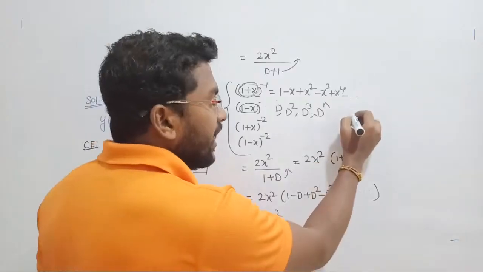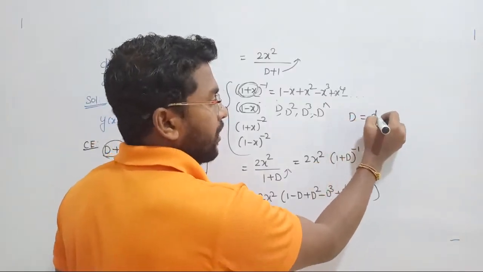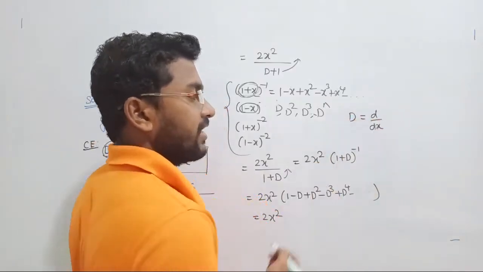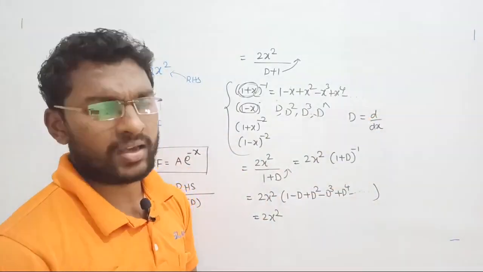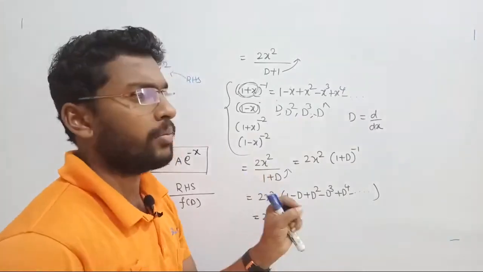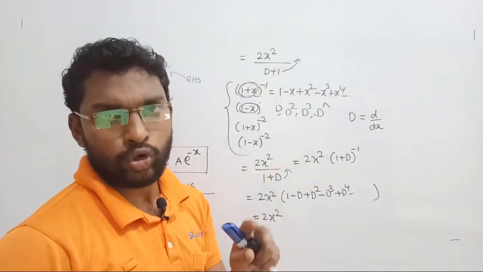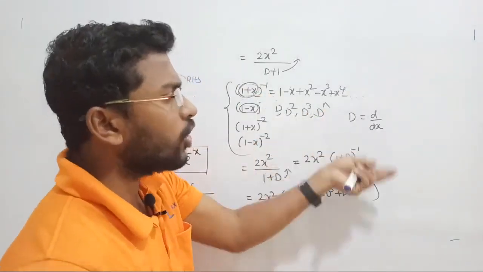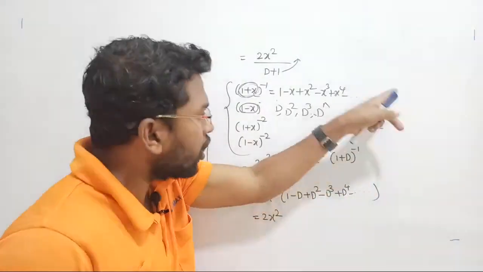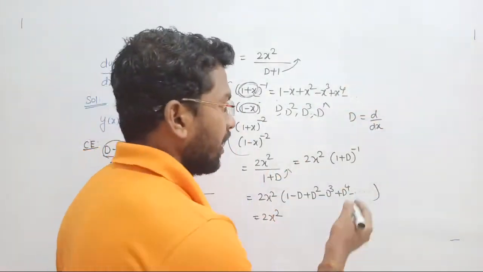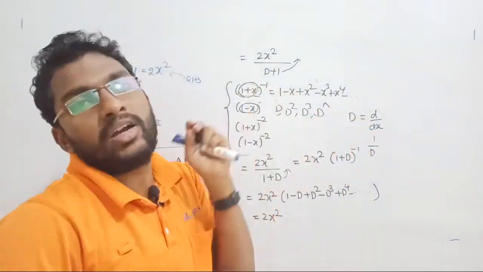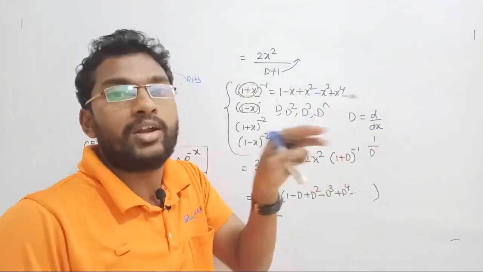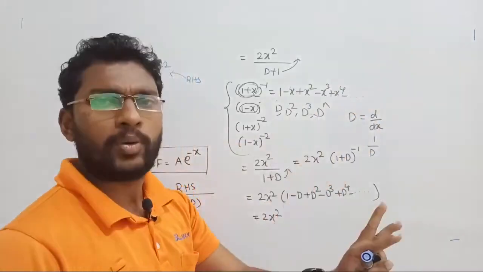Listen, if the term d comes in the numerator, you can replace it by d by dx, because we all know d by dx is what we write as d. Correct? Similarly, d square means d square by dx square, 2 times differentiation. d cube means d cube by dx cube. Similarly, 1 by d means 1 time integration, 1 by d square means 2 time integration, 1 by d cube means 3 time integration. I said only 3 things are there.